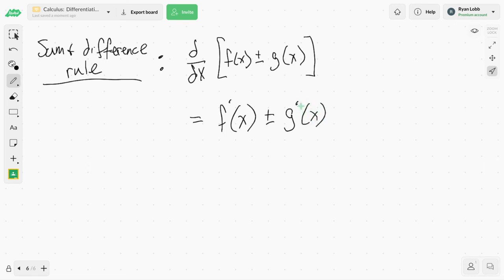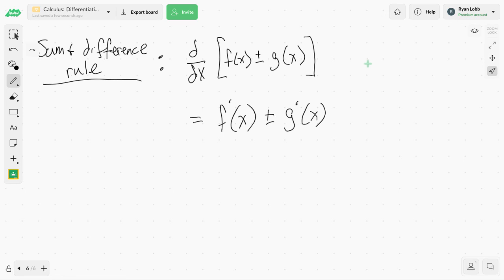All this is essentially saying is that when you have things added or subtracted, you're allowed to take the derivative of each term separately, in this case f prime and g prime, and then add or subtract the results after the fact, okay? Don't generalize that to other operations right now. It does not apply to multiplication or division. There's going to be another rule for that.